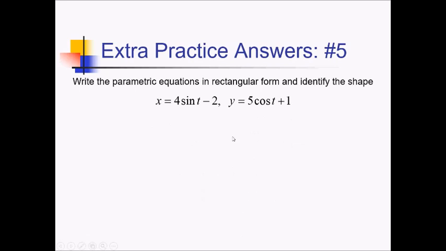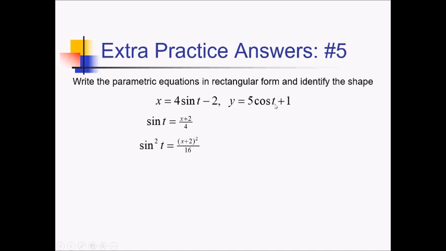For this problem, since I have two trig functions, I'm going to isolate and square them to get a Pythagorean identity that I can use. So over here we've got x plus 2 divided by 4 equals sine of t. So then sine squared equals x plus 2 squared over 16 if I square both sides there, and that needs to be an x plus 2 squared.